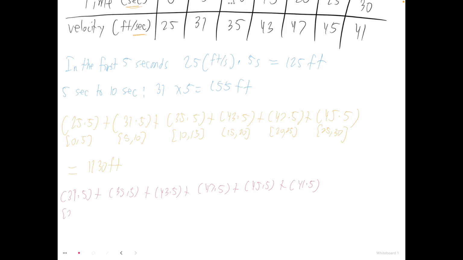So this is from 0 to 5. This is from 5 to 10. This is from 10 to 15. This is from 15 to 20. This is from 20 to 25. And this is from 25 to 30. If we add all those up, we get 2,110 feet. Now, because we don't make these jagged changes in speed, neither of these are going to be quite right, but they're close.